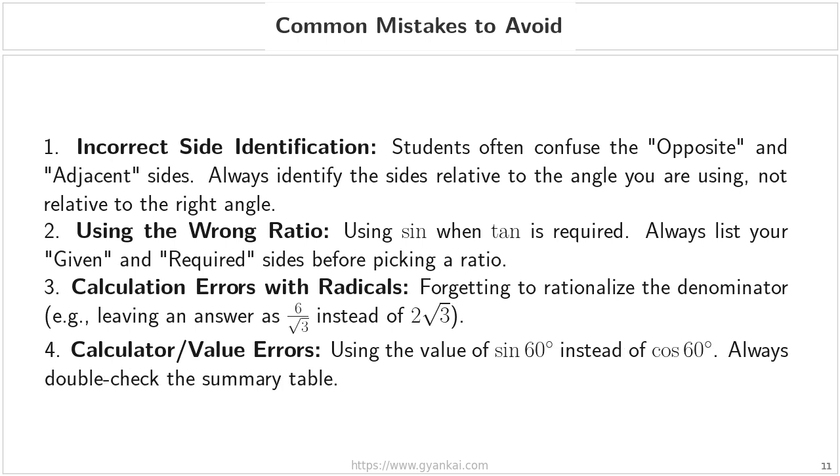Finally, be careful with calculator or value errors. It is easy to accidentally grab the value for sine of 60 degrees when you actually needed cosine of 60 degrees. Whenever you are working with these specific angles, I suggest you always double-check your work against your summary table to ensure you are using the correct value. If you can avoid these 4 mistakes, you will find that your trigonometry calculations become much more reliable.